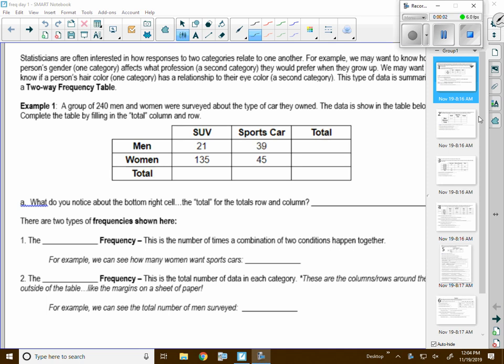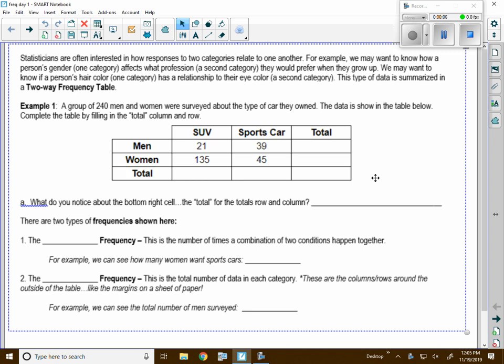Frequency tables are just a different way to show data. We're going to start out by talking about the different parts of a frequency table. There are two different frequencies that are shown in our frequency table.